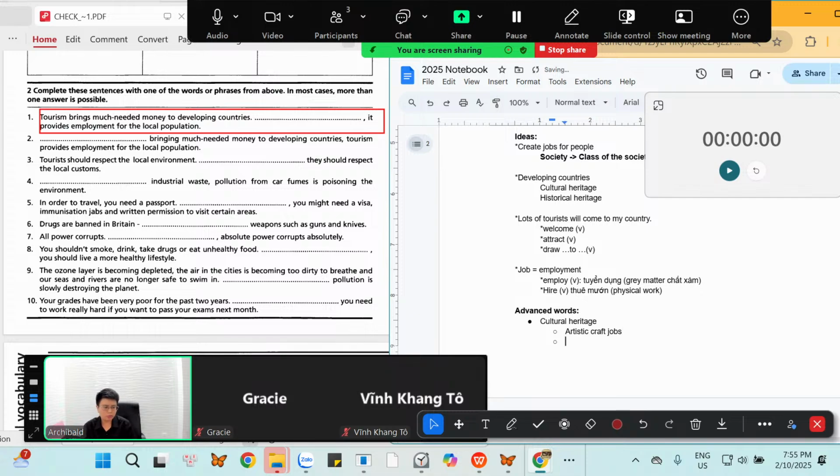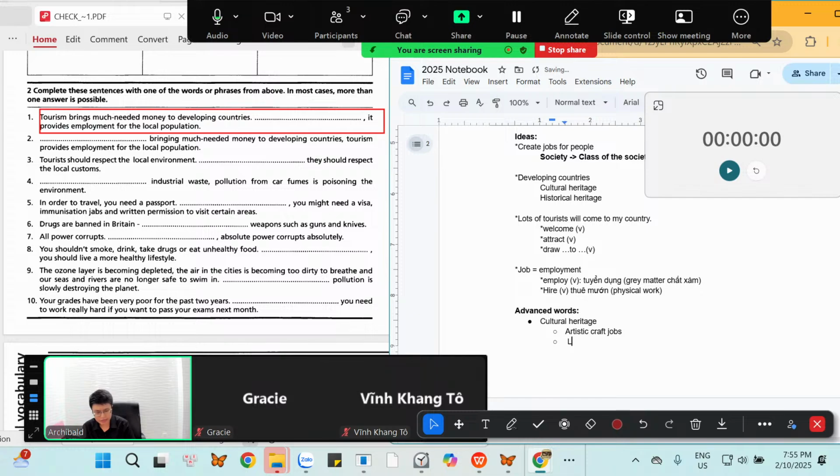Craft jobs. What people make from natural material, such as non-la, for example, or bàn cổ, ghế cổ. We can start to talk about the conventional way to create things or to produce things out of wood or out of fabric or out of leaves in Vietnam. So here we speak of artistic craft jobs.